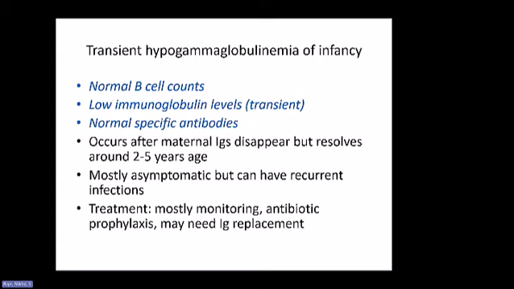Transient hypogammaglobulinemia: normal B cell numbers, normal response to vaccines, but the immunoglobulin levels are low. This is typically present by around 9 months of age, but if it is prolonged up to 2 to 5 years of age, you have transient hypogammaglobulinemia of infancy. Most of them are asymptomatic and do not need treatment. Some of them may need prophylaxis or treatment.